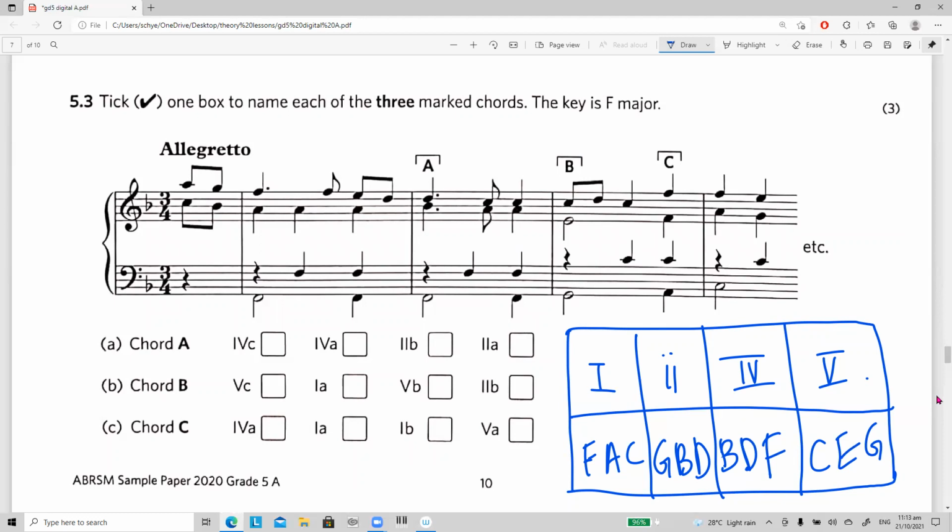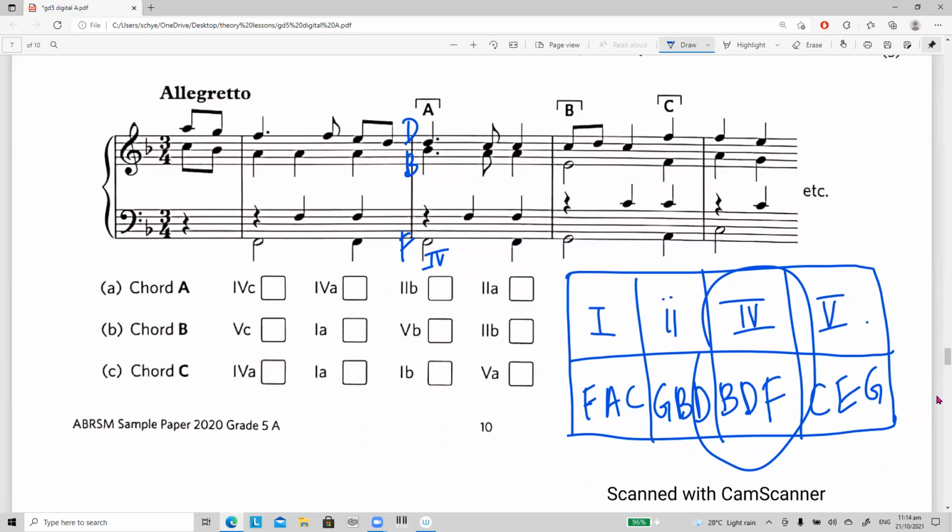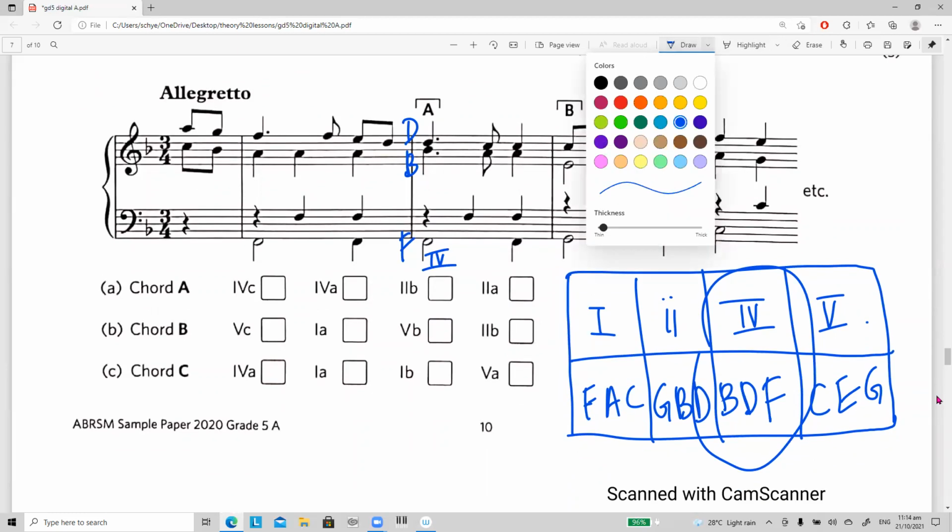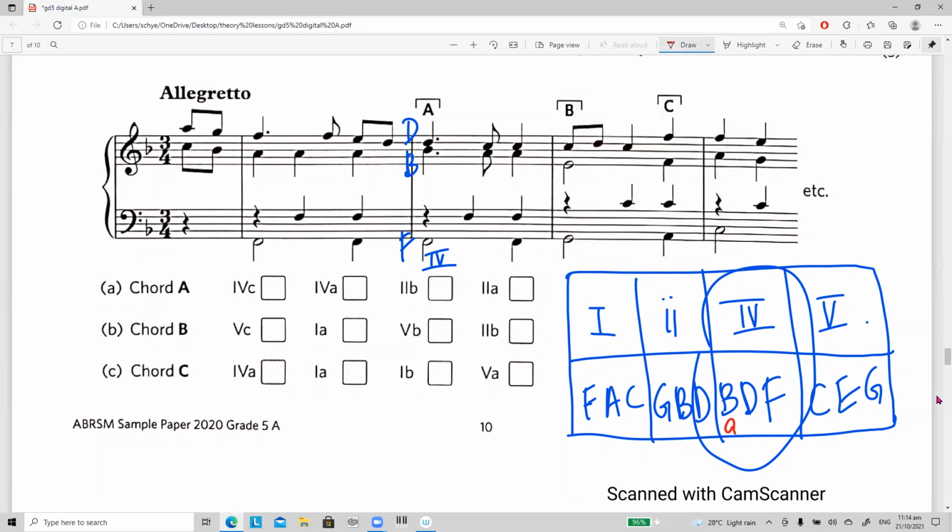Okay, so let's write down the letter names. This is F, this is B, this is D. So F, B, D, this is chord 4. Okay, so you write down, this is chord 4. And then look at the lowest note. If the lowest note is B, then it's position A. D is position B, F is position C. So position A, position B, position C. Now the lowest note here is F. So F in this chord is position C. So in this case, the answer is 4C.